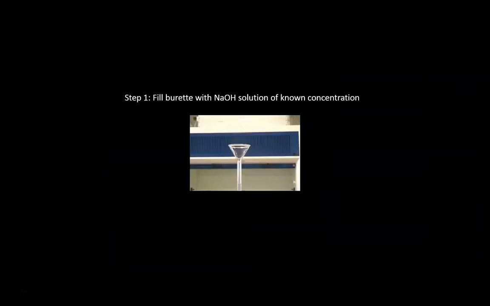Now, the first step is to fill a burette with sodium hydroxide solution of known concentration. That is, its concentration was previously determined. This titrant, as it is called, doesn't have to be sodium hydroxide. It will depend on what kind of titration you're doing. For this example of an acid-base titration, sodium hydroxide is being used as the titrant.